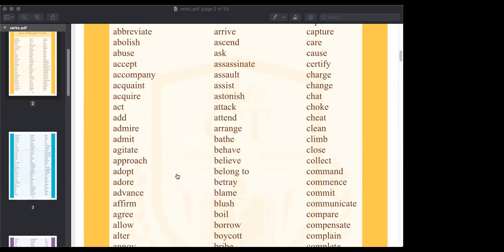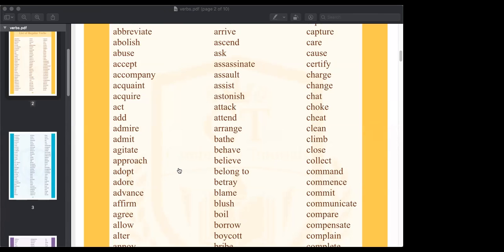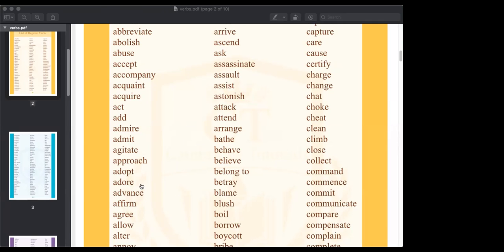Behave. Next. She used to guide. Did she used to guide? She didn't used to guide. Very good. Guide. Next. She used to astonish. Did she used to astonish? She didn't used to astonish. Astonish. Next. He used to affirm. Did he used to affirm? He didn't used to affirm.